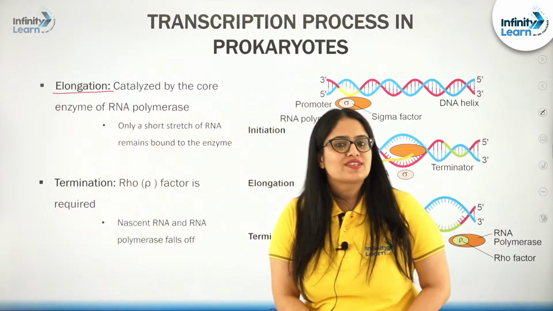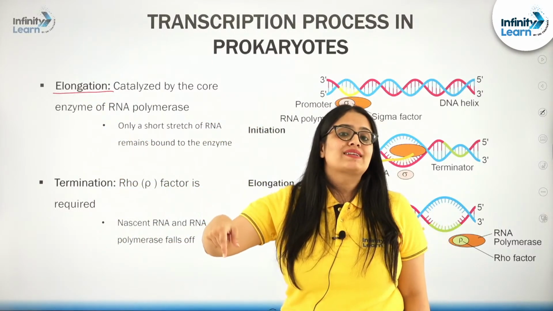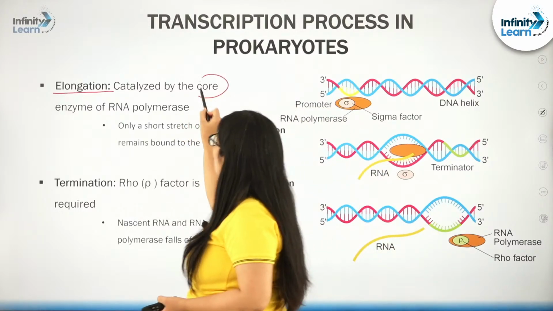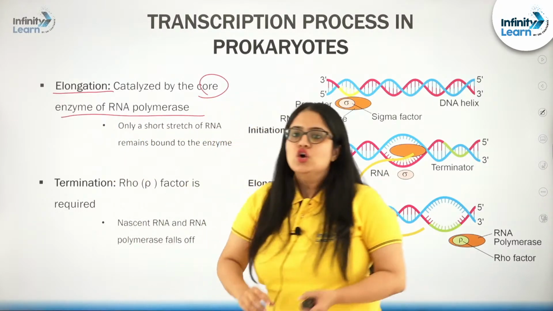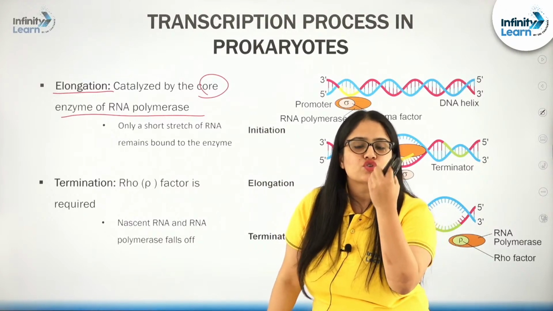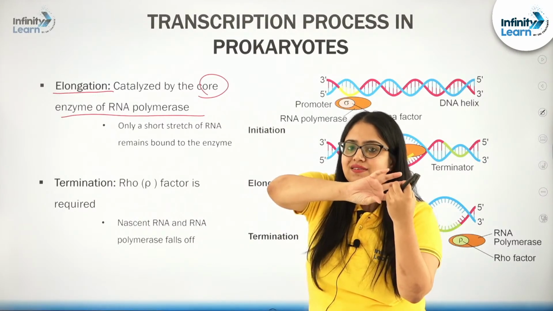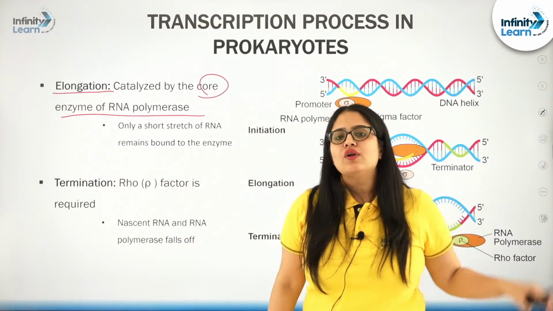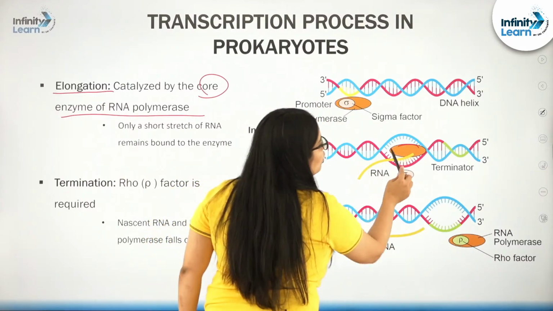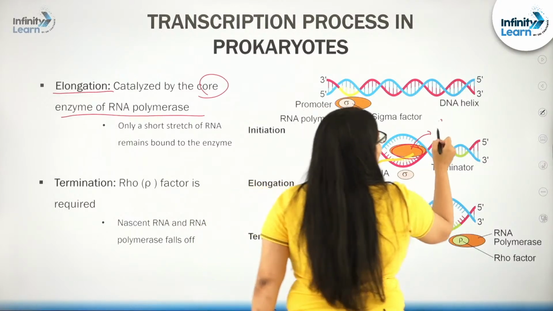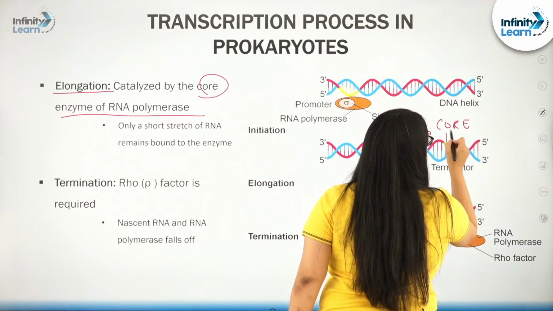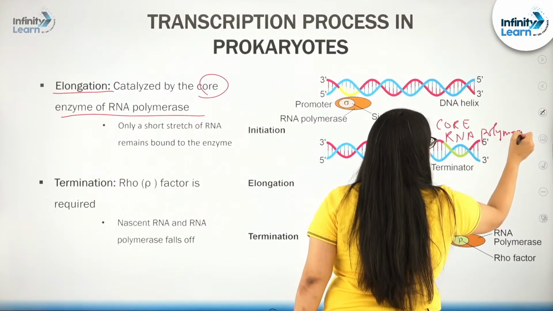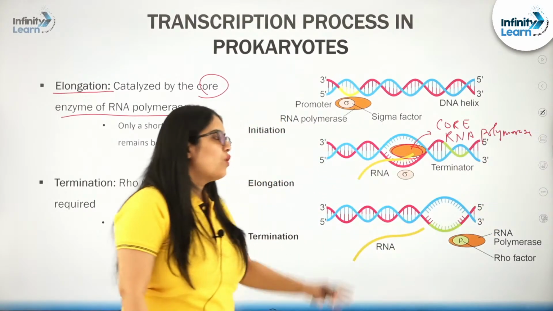Next, let us now start discussing the elongation process. As I already told you, the elongation process will be catalyzed by the core enzyme of RNA polymerase. During the elongation process, the sigma subunit, or initiation factor, will be removed from this core, and the core of RNA polymerase alone will do what? Elongation.